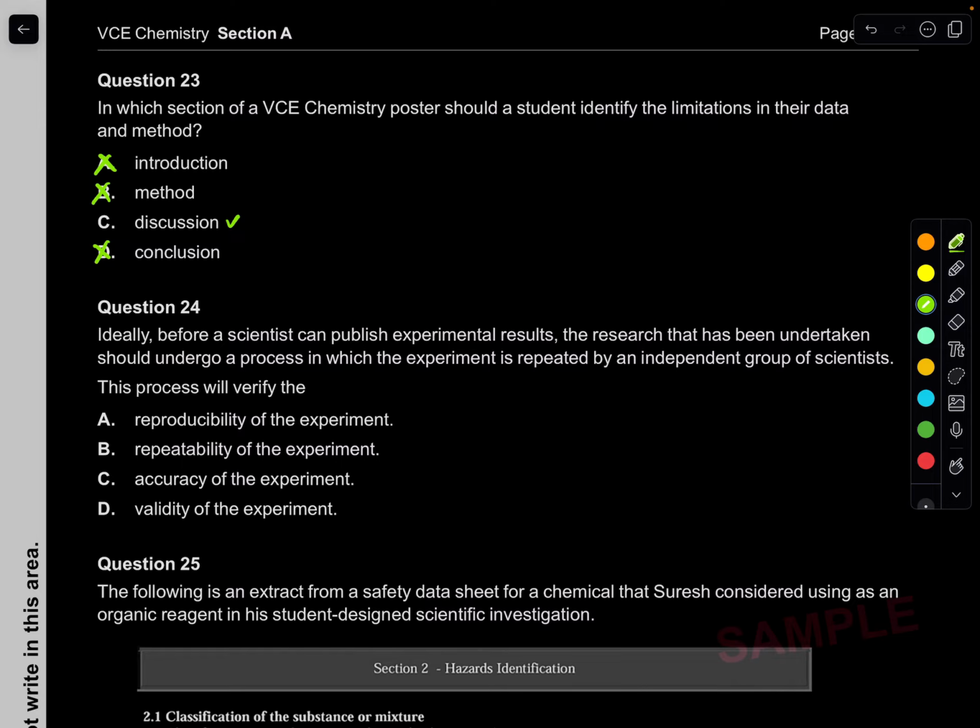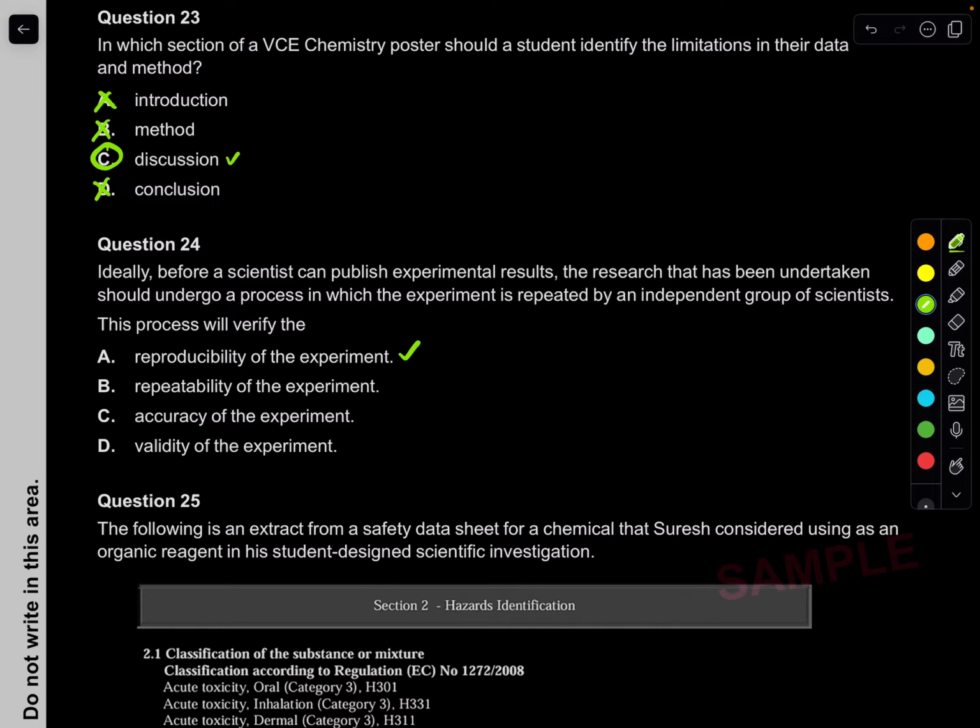Repeatability of the experiment. No. Be careful with the word repeatability. Repeatability is not independent groups of scientists doing it. You're doing it yourself. For example, if I did the experiment once and I'm going to do it 10 more times just to get the same results, that's called repeatability. Seeing if the results are going to be the same. It doesn't mean that another group of scientists are going to do it and get the same result. It's myself that I'm doing it. Hope that makes sense.